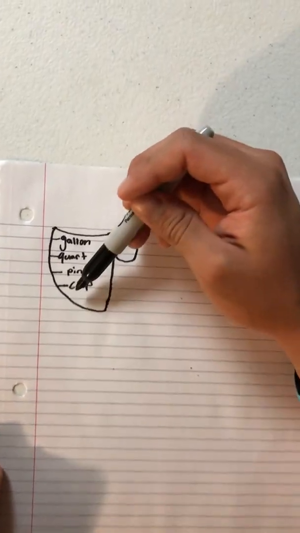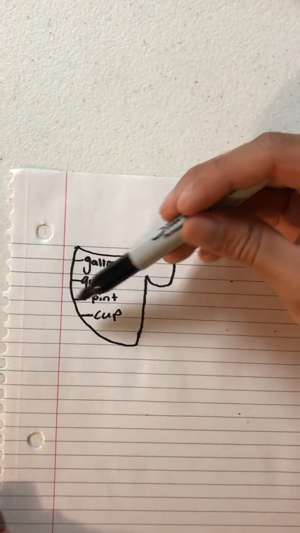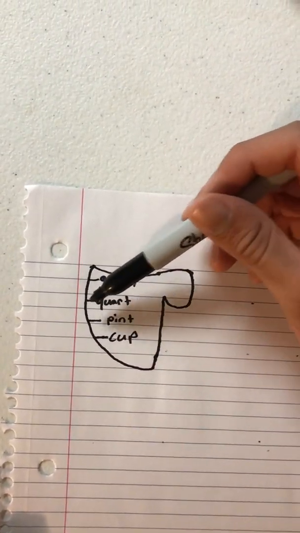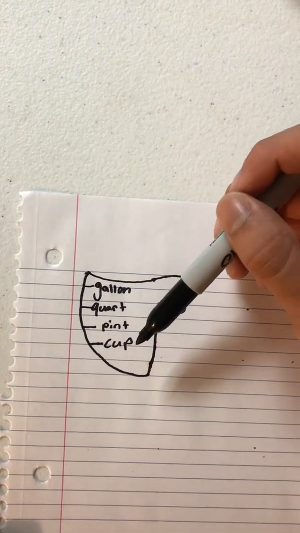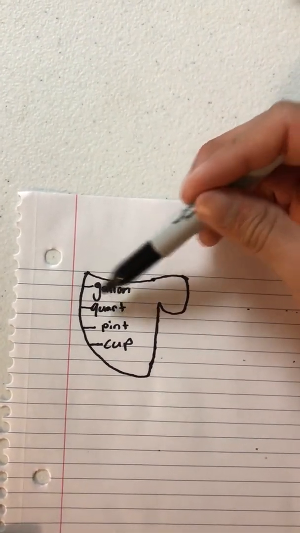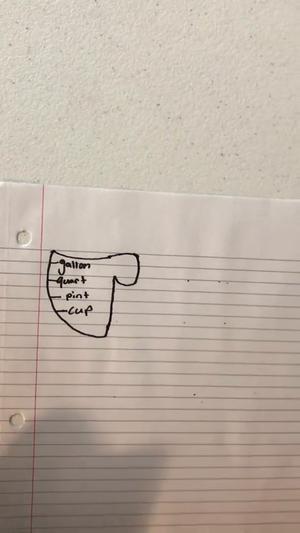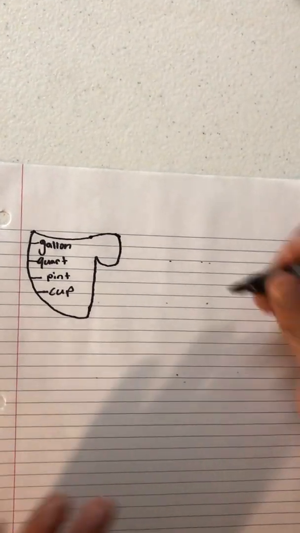Okay, so from the little chart you can see, if you had water filled up to this line, it'd be a cup of water. If you had it filled to this line, it'd be a pint of water. If you had it filled up to this line, it'd be a quart of water. And if you had it filled up to this line, it'd be a gallon. So now I'm going to do some problems, and you're going to tell me which one it is.